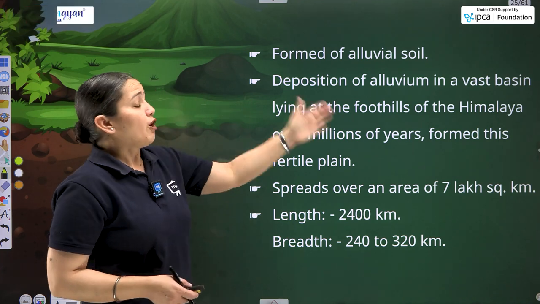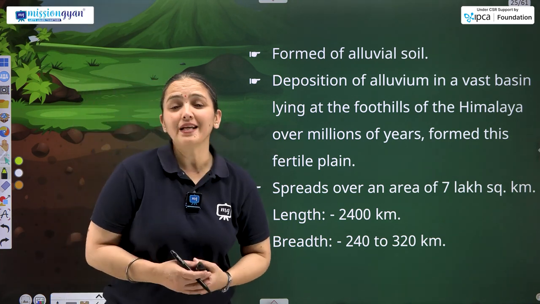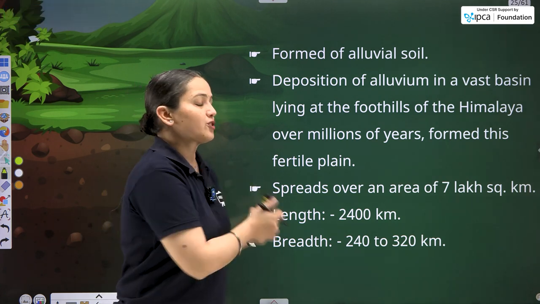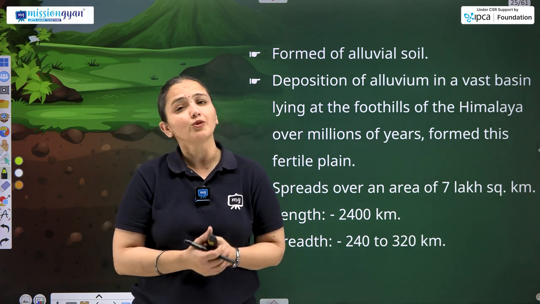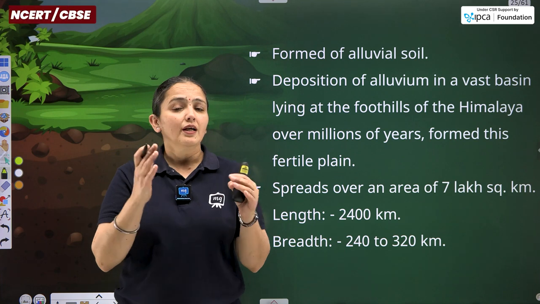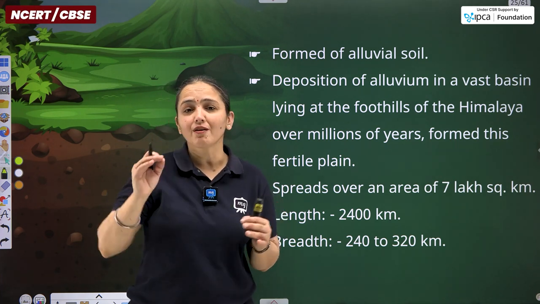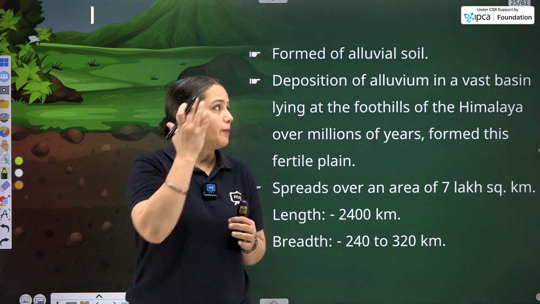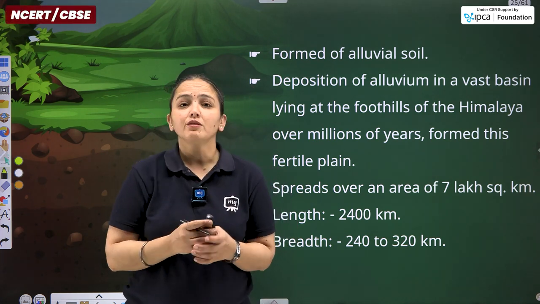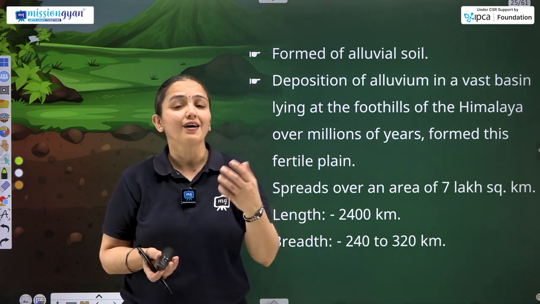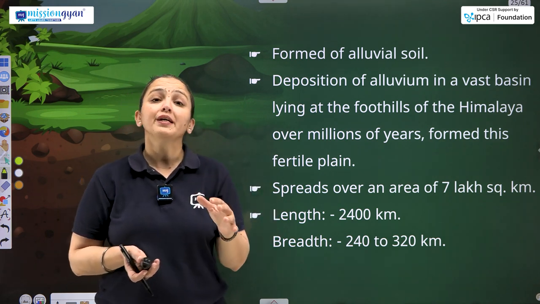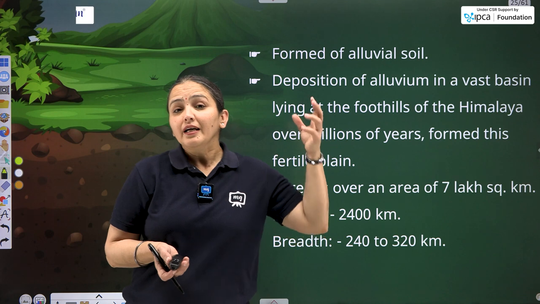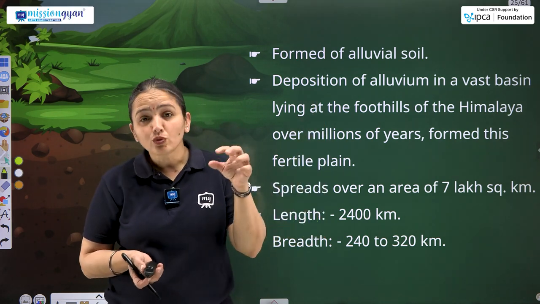Moving ahead, formed of alluvial soil. These plains are formed from alluvial soil. Alluvial soil is considered the richest and most fertile soil in the entire world. It is found in almost each and every fertile plain of the world, and this particular soil is formed by the rivers themselves. How? Rivers originate prominently in the ice peak regions, wherever there are glaciers. Glaciers provide water to the rivers.